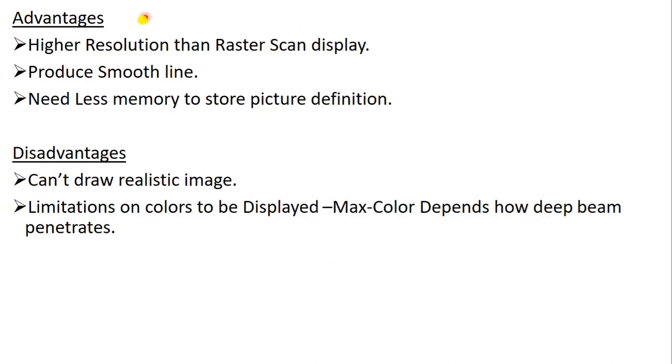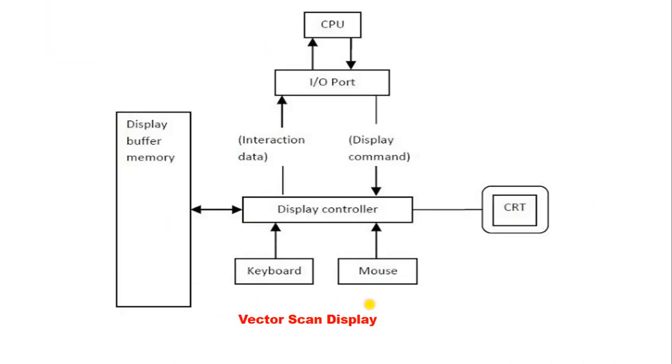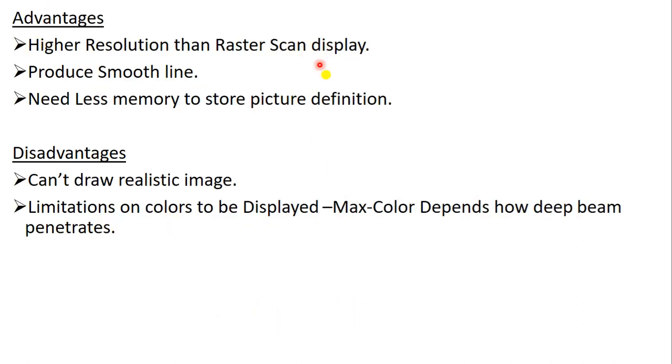So let's see some advantages and disadvantages. Higher resolution than raster scan display. Raster scan display is another topic, which we will study in the next topic. Vector scan display has higher resolution than raster scan display. Why?